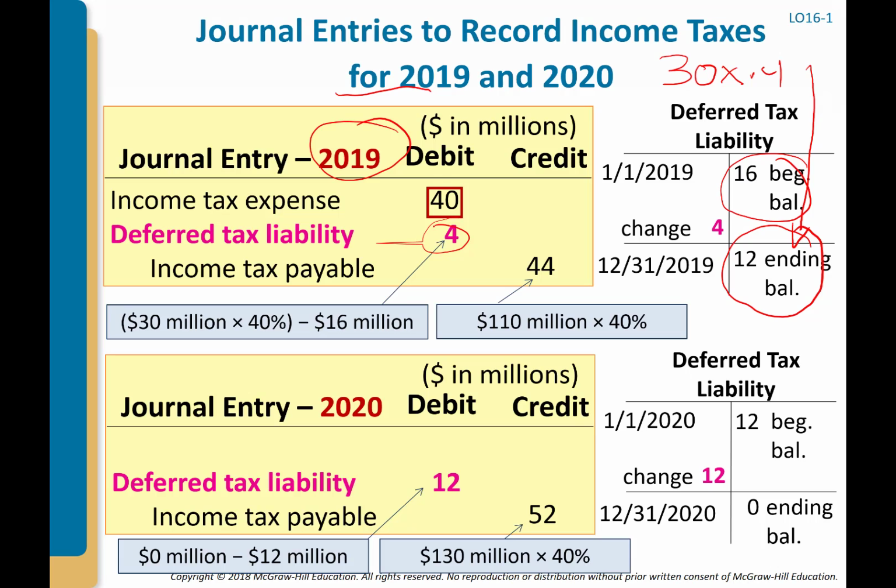Okay, so again, the process is to do what? Look into the future, see what additional taxes you're going to have to pay in the future, multiply the income that you're going to take in the future by the tax rate. That gives me the liability, and I just adjust it to whatever I need to bring it to that amount.